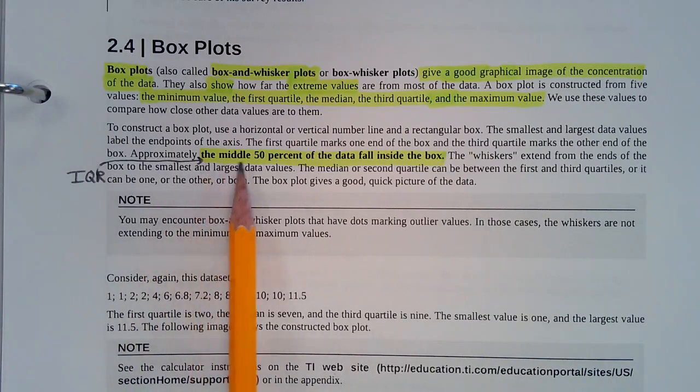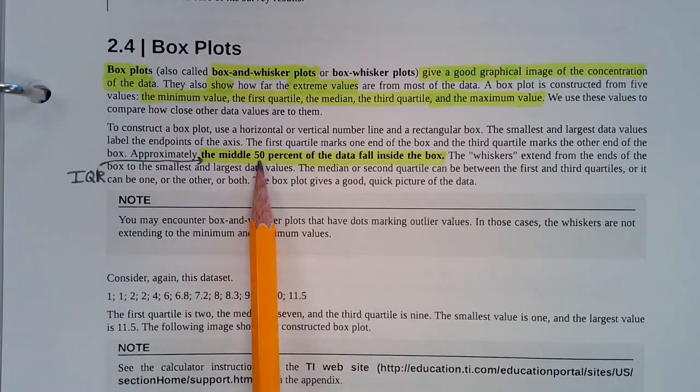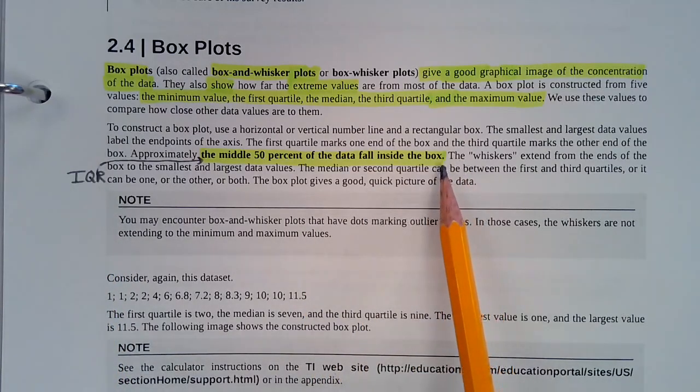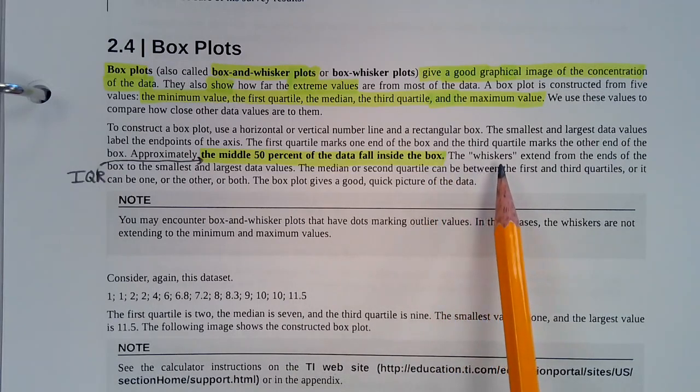And our middle 50%, so the middle 50% of our data from our first quartile up to our third quartile, that's the same as our interquartile range. Okay, that's what makes the box. Your median is going to fall somewhere inside that box, and then your whiskers, those are going to be your maximum and your minimum values.